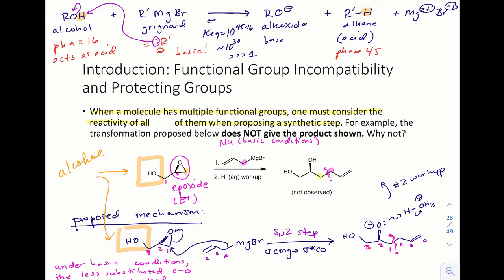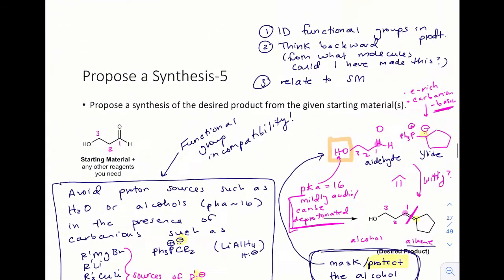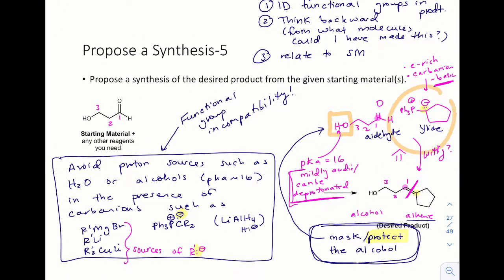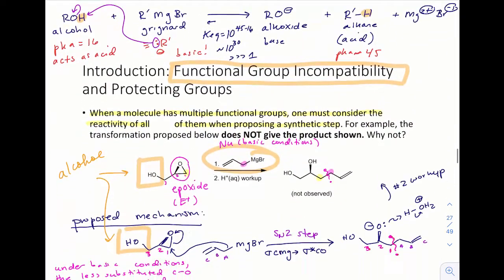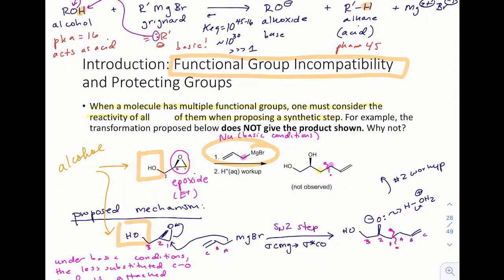Boring. All we can do with an alkane is burn it. We don't want to burn it right now. We want to make carbon-carbon bonds. We don't want to make carbon-hydrogen bonds. So we must avoid this functional group incompatibility of carbanions, such as Grignard reagents or phosphonium ylides, and alcohols, or water, or carboxylic acids. Acidic protons must be kept away from carbanions.